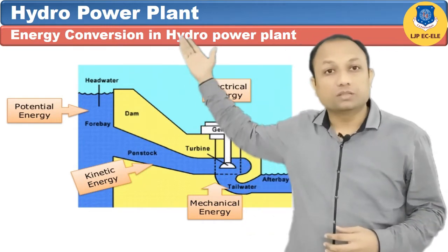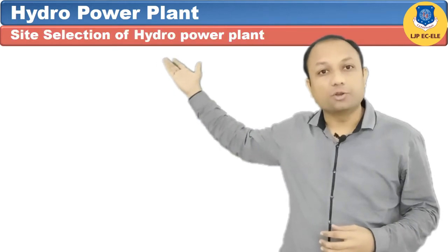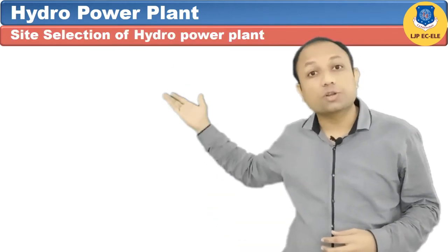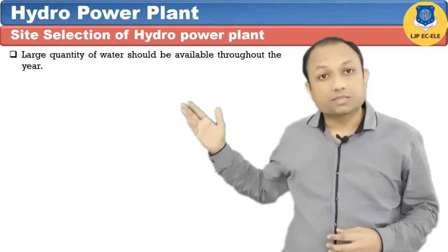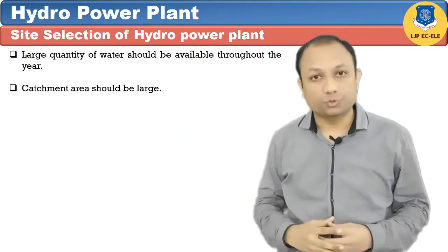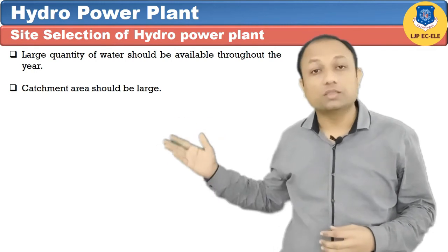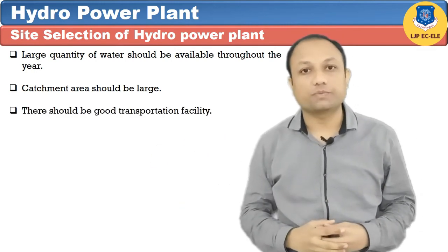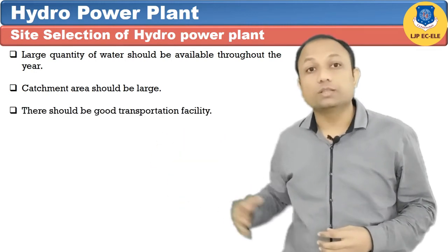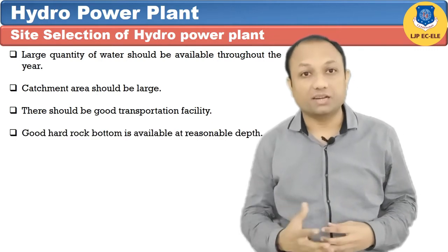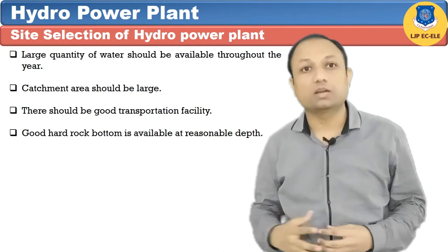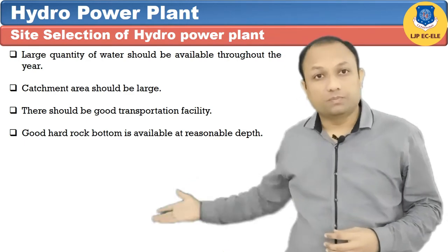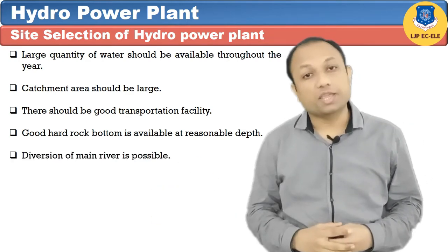Let's see the site selection of hydropower plant. First one, a large quantity of water should be available throughout the year. Second, the catchment area should be large. Third one, there should be good transportation facility. Fourth one, good hard rock bottom should be available at reasonable depth because we have to construct the dam. Fifth one, diversion of the main river is possible.